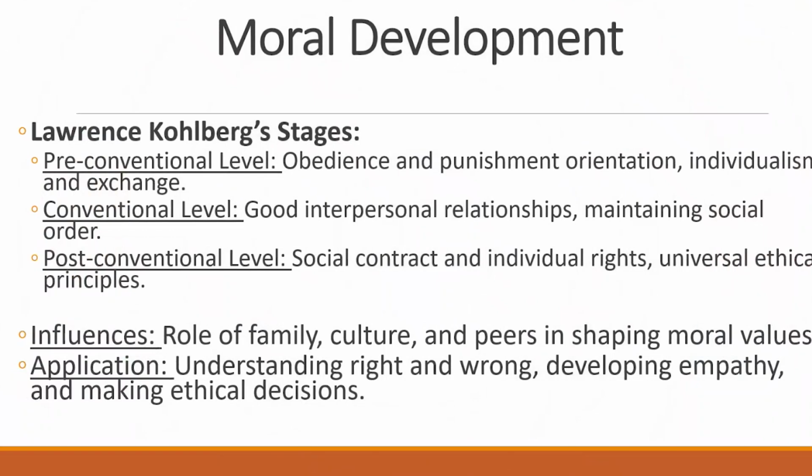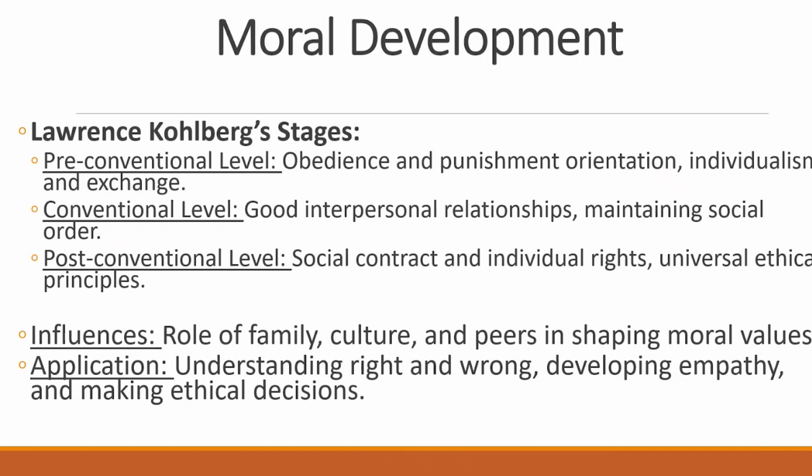That brings us to the next domain, called moral development. We have a theorist called Lawrence Kohlberg, who takes us through his stages of moral development, the first one being the pre-conventional level, where obedience and punishment is the orientation of the stage. Children are starting to exercise their individualism as well as exchanging of moral understanding. So here, children are starting to learn that every action has a consequence.